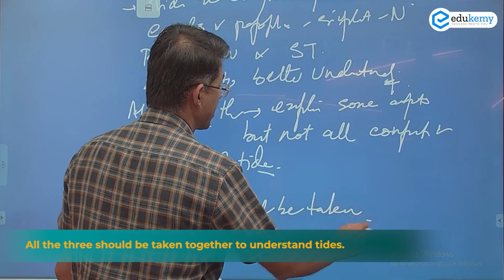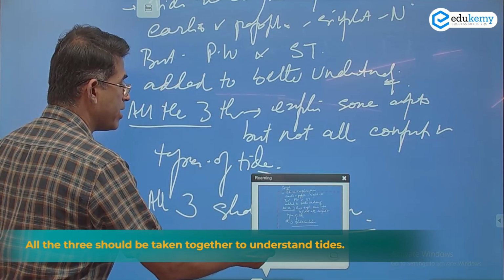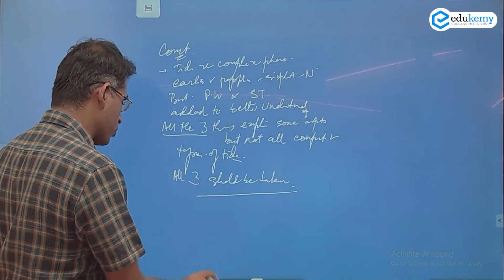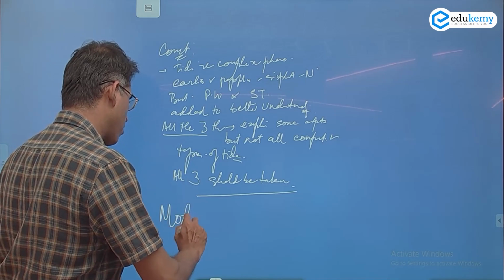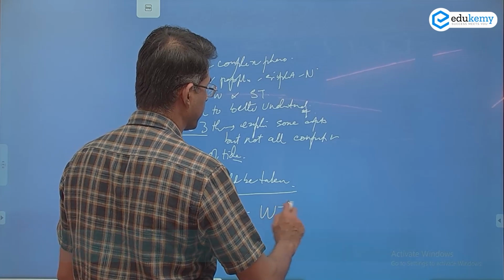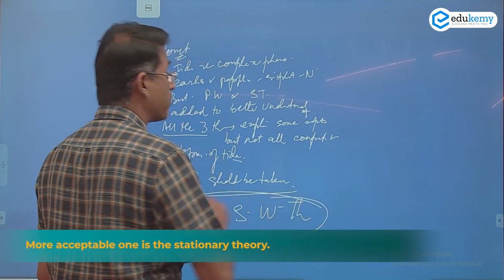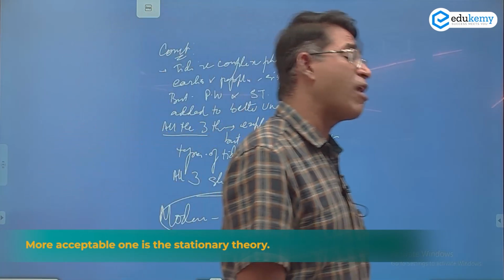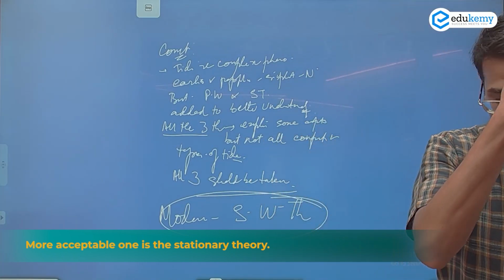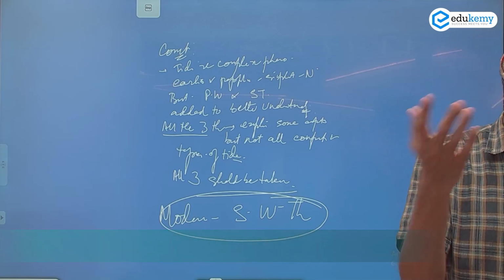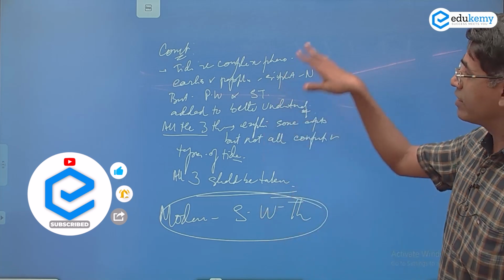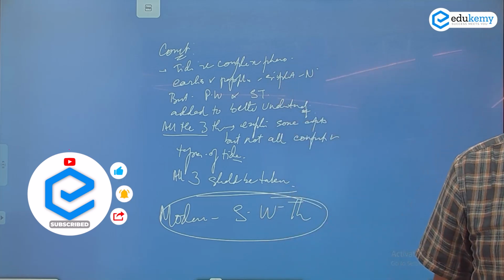There is some merit in each of the theories. You can't ignore one for the other. Although the more modern and more acceptable one is the stationary wave theory, the stationary wave theory cannot explain the spring tides and the neap tides. It cannot explain the origin of the diurnal and semi-diurnal regularity. So you can have this as the common conclusion in your tides answer.